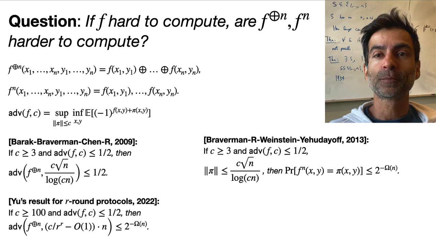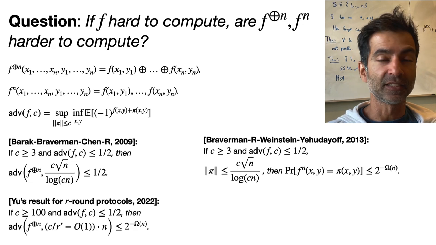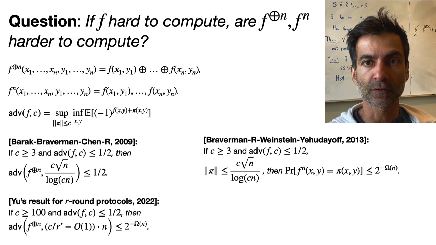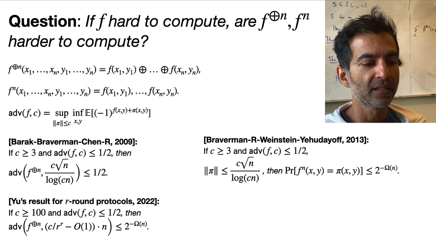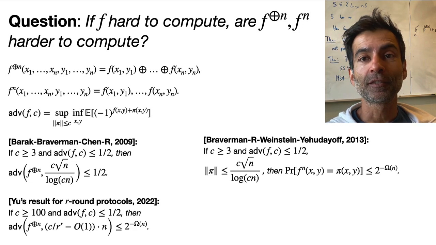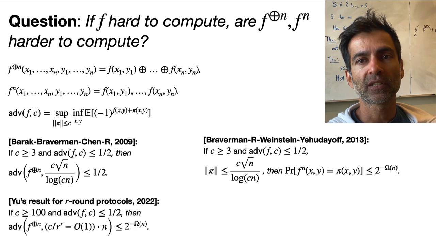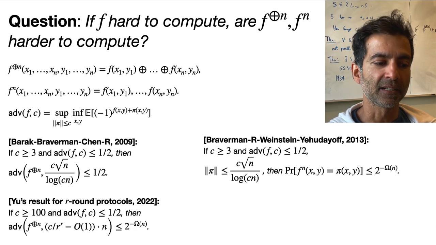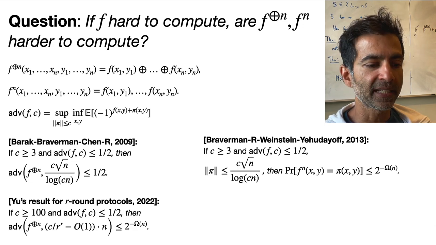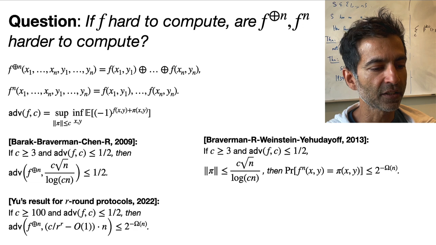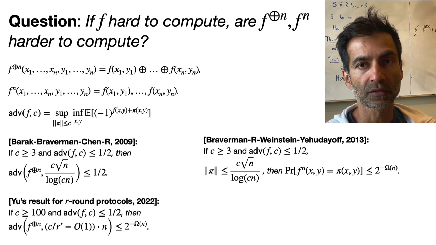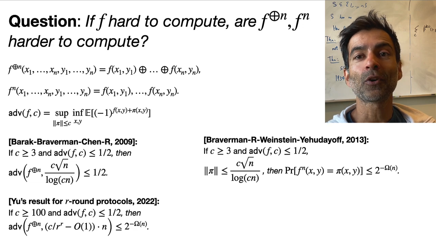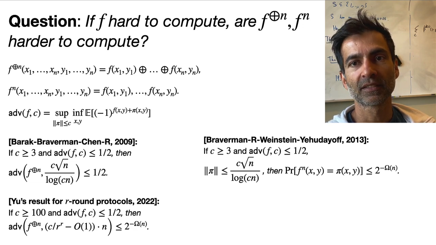Now, recently, Huacheng Yu proved a very interesting result. In 2022, he showed that you can get exponentially small bounds for the advantage of the n-fold XOR of f, at least for bounded round protocols. So if you have a protocol that has only R rounds, meaning that there are R messages in total, then he obtained bounds where now the communication scales like C over R to the R times n. Okay, but the key point is that you obtain exponentially small bounds in this setting.